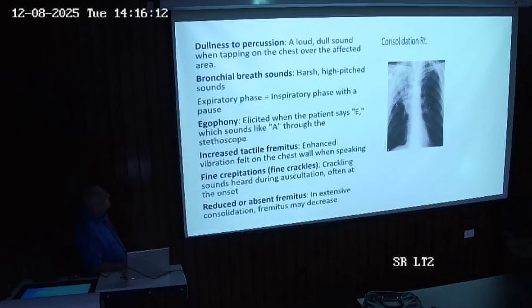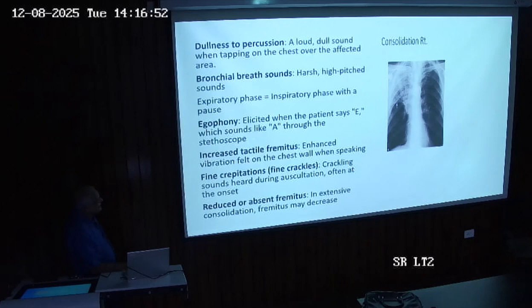Continuing with consolidation: a loud dull sound when tapping on the chest over the affected area, and bronchial breath sound. These are harsh, high-pitched sounds in which the expiratory phase is equal to the inspiratory phase, with a gap in between them. Egophony is elicited when the patient says E, which sounds like A through the stethoscope. So ask the patient to say E, and this will be heard like A from a near distance.